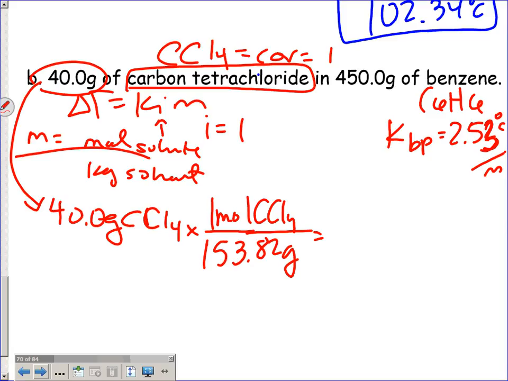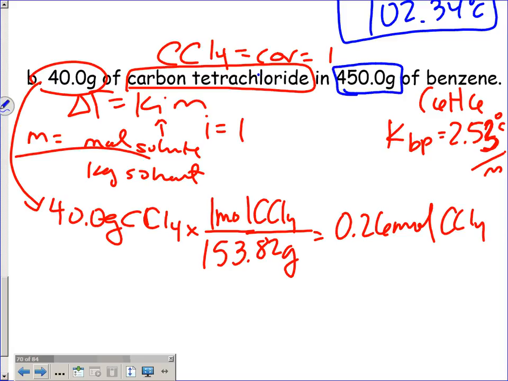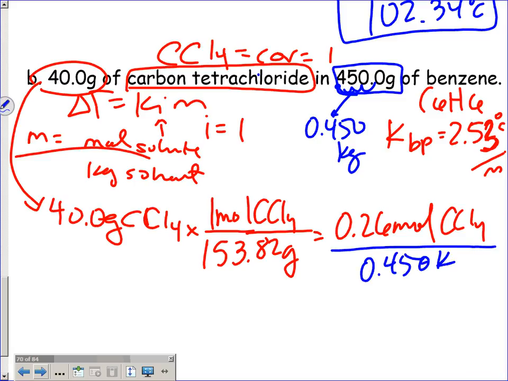Can you go ahead and take 40 divided by 153? 0.26 moles of the solute. Okay. So we have the numerator for our molality. Now we need to get our denominator. Well, that's almost perfect as is. We have 450 grams. How many kilograms is that? 0.45, right? We're moving the decimal back 1, 2, 3 places. So that's 0.450 kilograms. And so at this point, I can get molality by doing 0.26 moles of solute divided by my 0.450 kilograms of benzene.